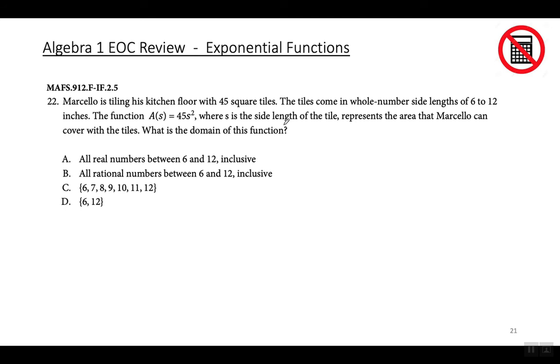Okay, so Marcelo is tiling his kitchen floor with 45 square tiles. The tiles come in whole number side lengths of 6 to 12. There's this function. What is the domain of this function? It says S. The domain is the values for S. S is the side length of the tile. And it says that the tiles come in whole number side lengths of 6 to 12. So the length of the side of the tiles is between 6 and 12 inches. That's the domain. So the correct answer for the domain would be this one, because the sides of the tiles are whole numbers and they're between 6 and 12.